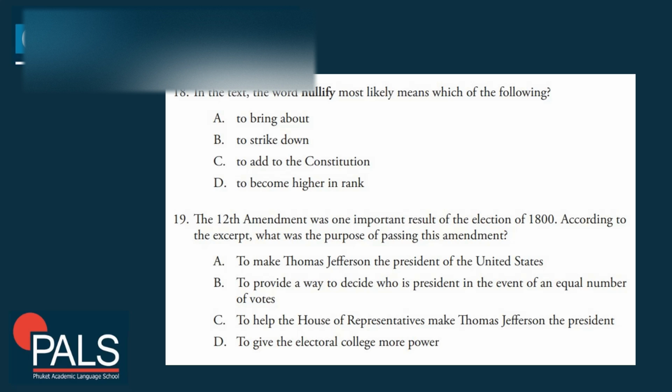Which one do you think is correct? The answer is B, to provide a way to decide who is the president in the event of an equal number of votes. So we know before that the election was a tie. The 12th Amendment was written to provide a solution in case of that.